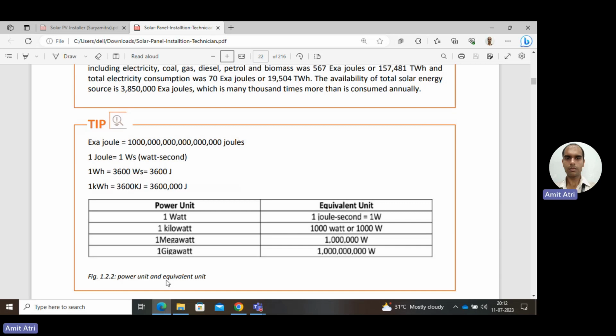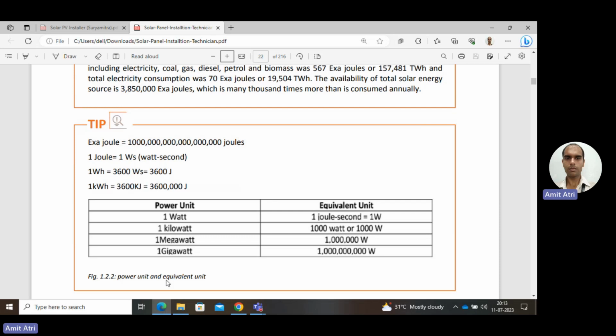Now, some of the commonly used units. Power is measured in watt, kilowatt, megawatt, and gigawatt, each larger than the last. The standard unit of energy is the joule. Here is the conversion from joule to watt second.